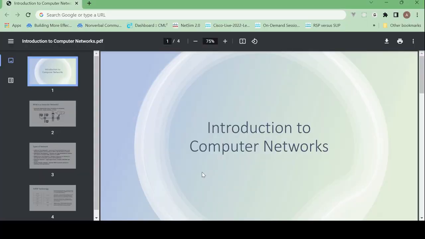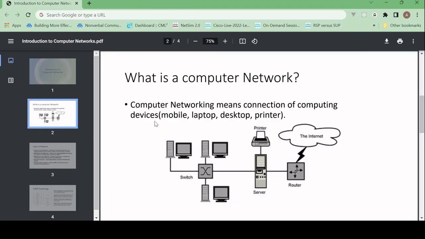Hello everyone. We will be starting with the introduction to computer network session. The first question that comes is, what is a computer network?